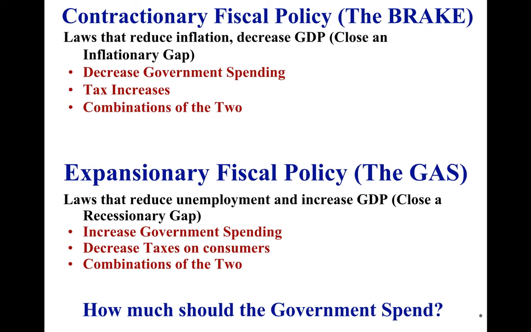What would an increase in tax do? Good. Hopefully you got the answer. It's going to decrease consumer spending or decrease business investment. And then we have a combination platter of the two, but we mostly will pick one or the other.